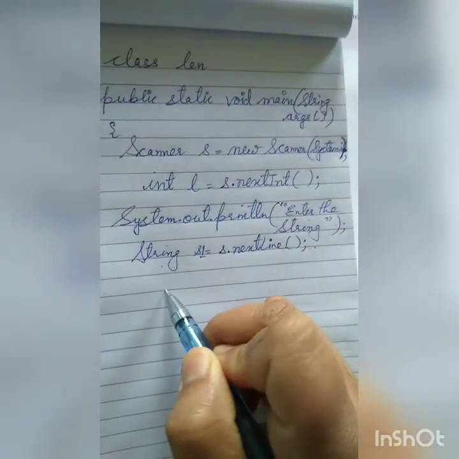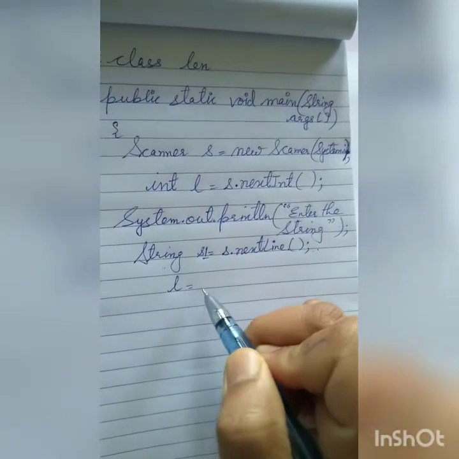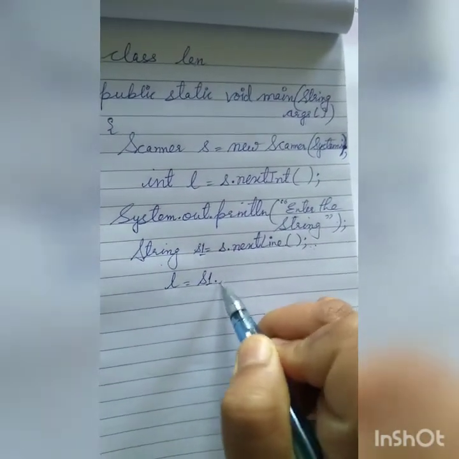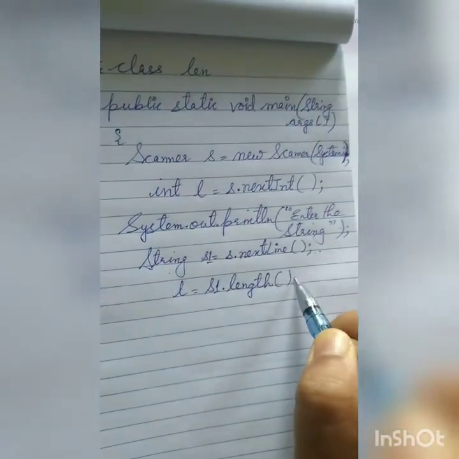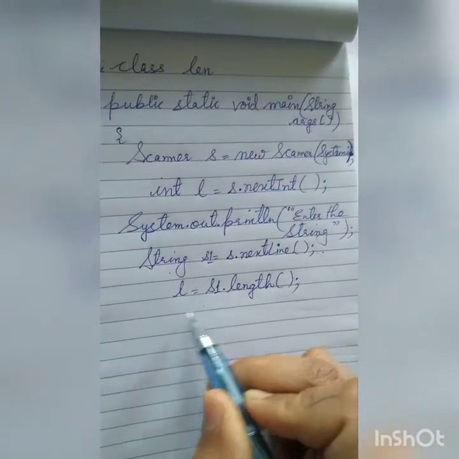Now let us find the length of your string. For that we'll use the length function. We will write L is equal to s1.length(). Whatever the length of the string is, that will be stored in L, and now we'll just print it. We'll print System.out.println, and the length of the string is L. Then just close your function's body and then the class body.